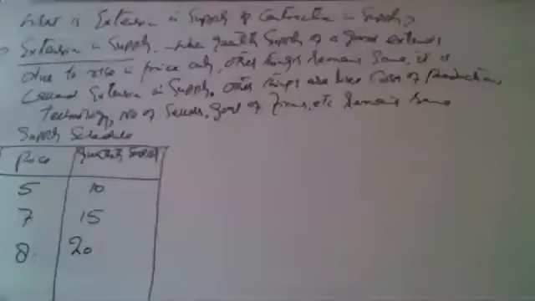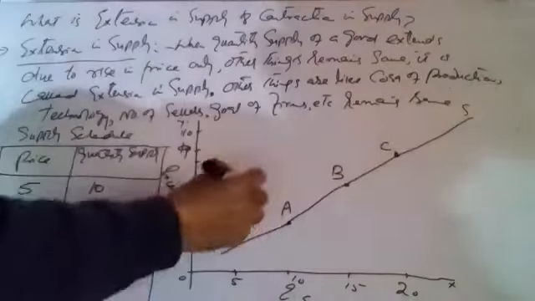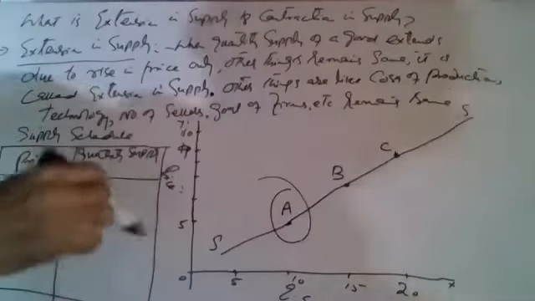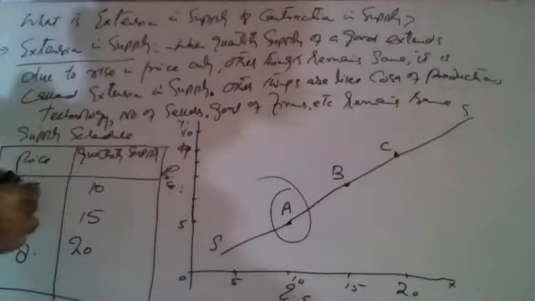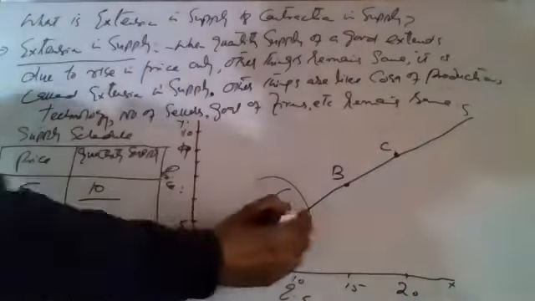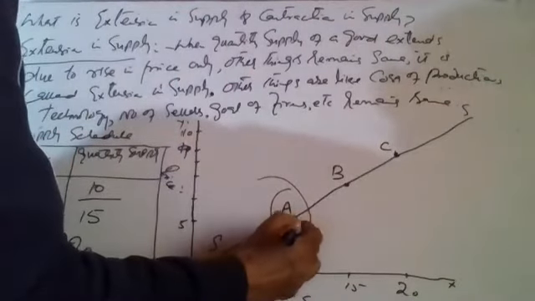This is a point here. It goes to 7, for example, 7 and 15. This is point A and point B. 8 and 20, for example, point C. So we get a supply curve like this, SS. So initially we were at point A. At point A, the price was 5 and supply was 10.